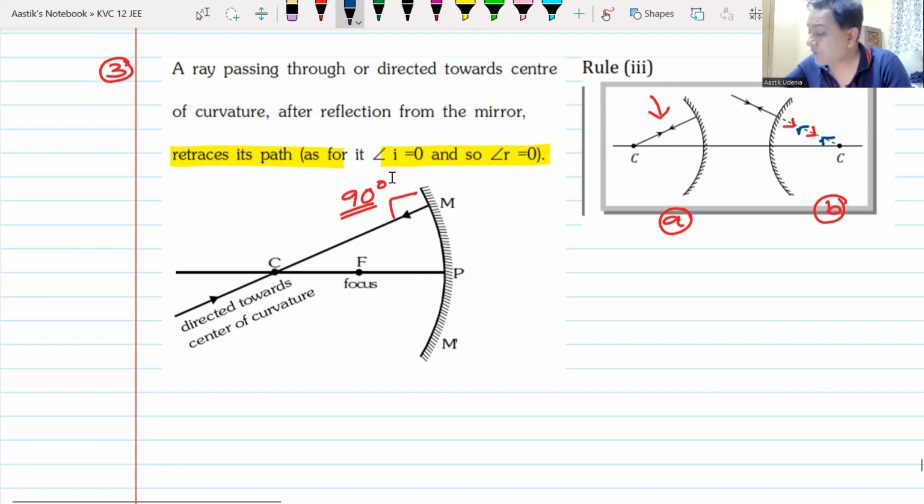Just for the sake of understanding, I am going to give you the fourth rule as well. Now, this fourth rule is universal. It is always applicable. Can anyone tell me what is the fourth rule? I don't know whether you know this rule or not.